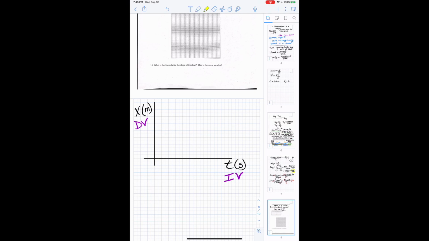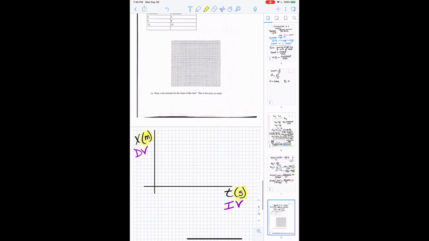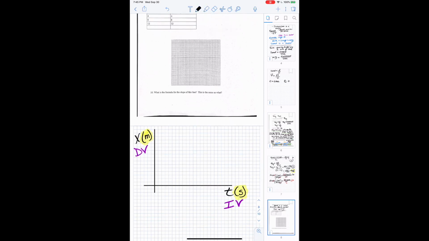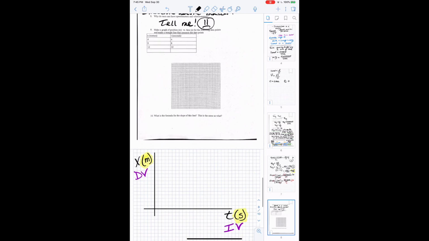I put parentheses and then a unit, right? Meters and seconds, which shouldn't be a shocker. Those are our favorite units to use in this class. And then we're going to graph some points.